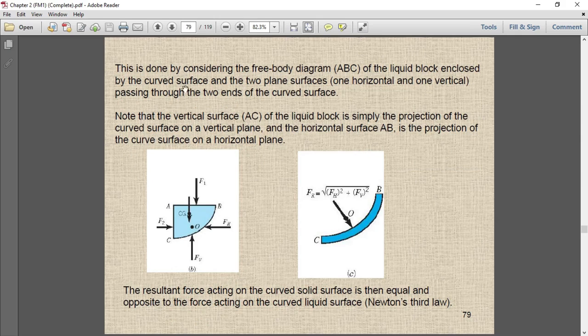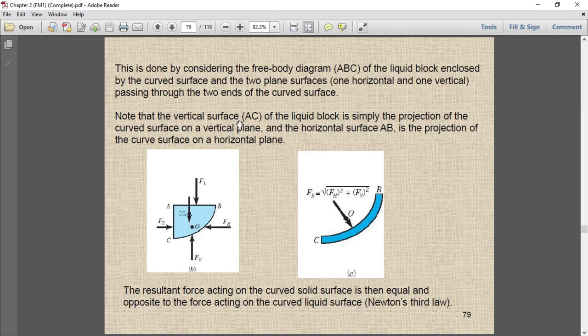Now this is done by considering the free body diagram ABC, the liquid block enclosed by the curved surface and the two plane surfaces, one horizontal and one vertical. So we make a fluid block. One is a horizontal plane, one is a vertical plane, and one is the curved surface we have, and these two planes are passing through the center of the curve.